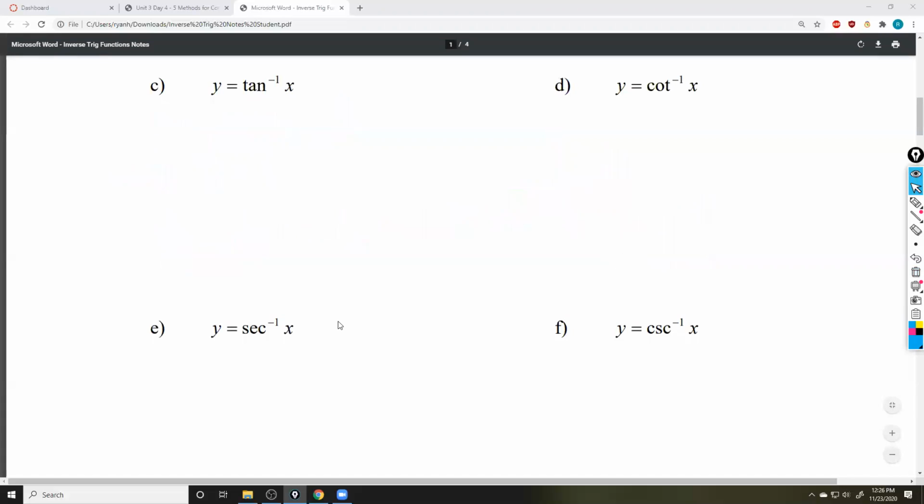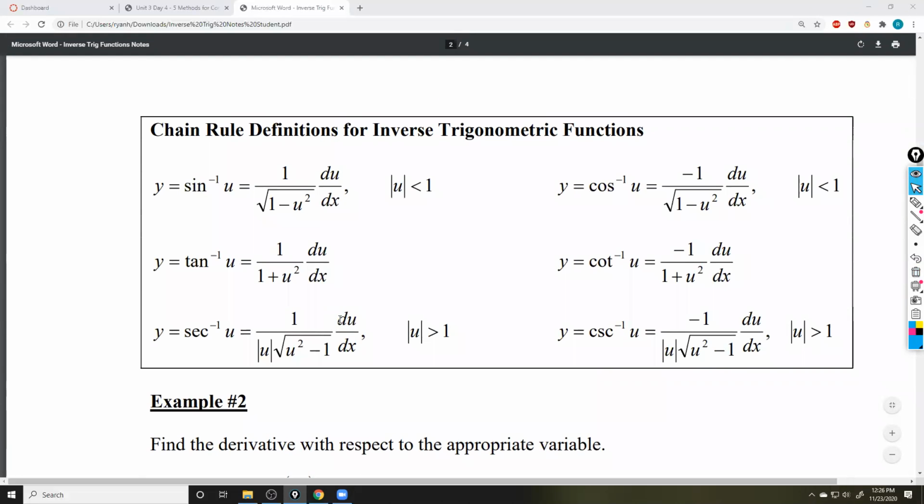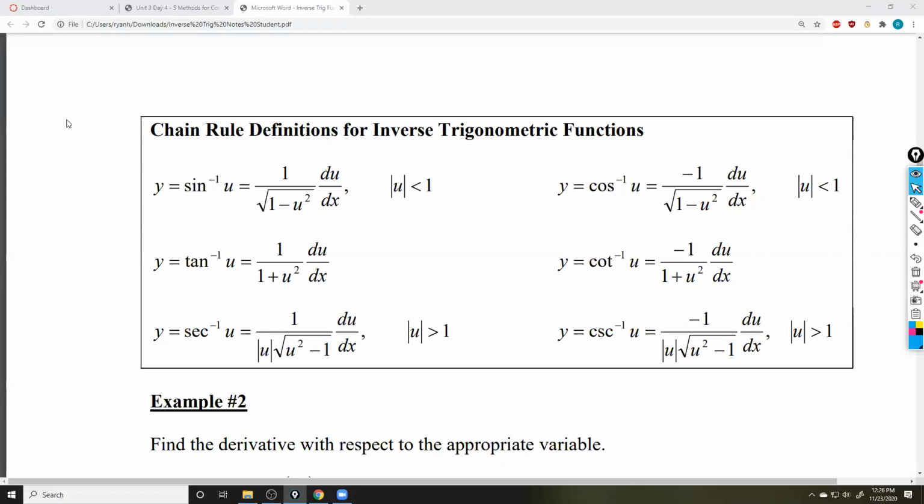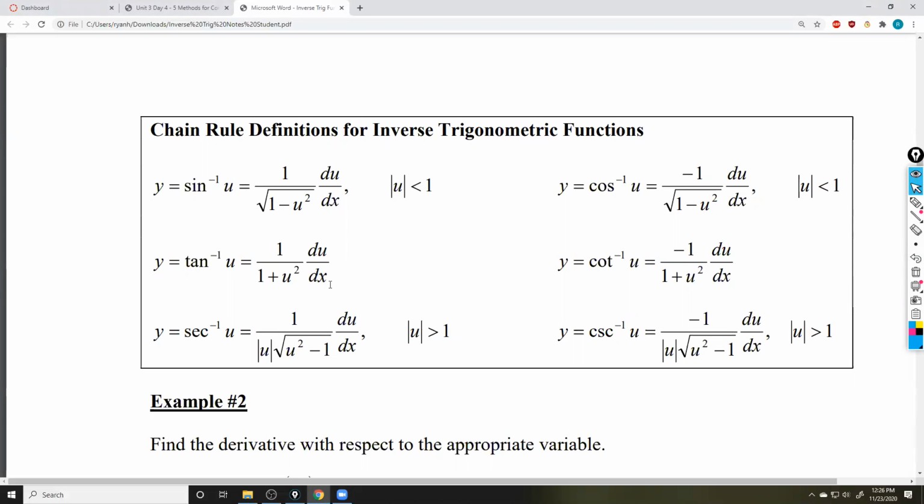All right, let's actually take some derivatives here. So these are the derivative rules themselves. You'll notice on these rules we have a u in there instead of an x. That's just marking so that we know that we have the chain rule happening here. We have a du dx. That means, hey, don't forget chain rule, multiply by the derivative of the inside part.